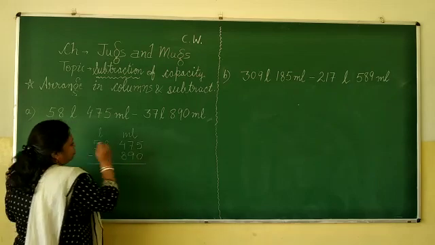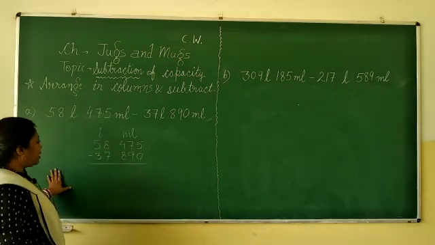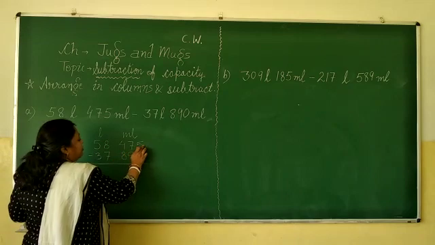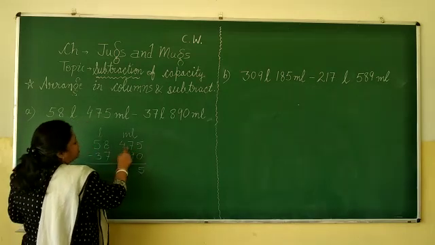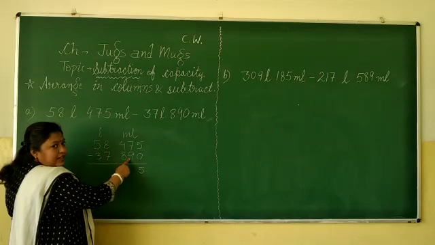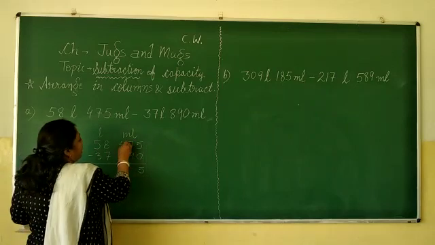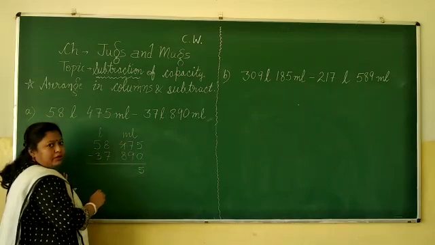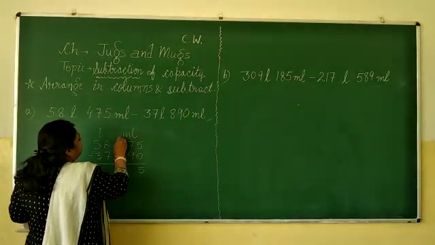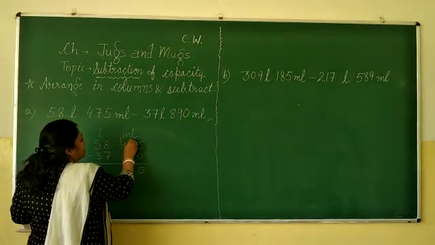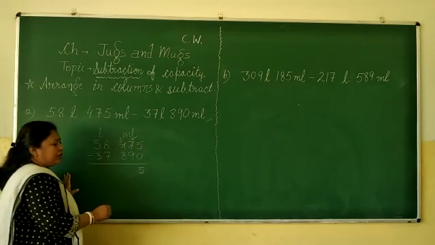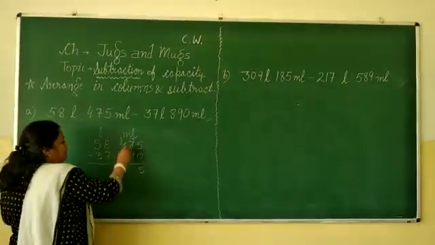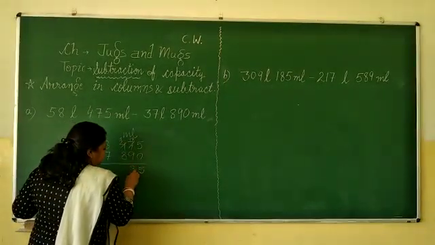Okay, now we will subtract. 5 minus 0 is 5. 7 is a smaller digit than 9, so we have to borrow from 4, the previous digit. 4 becomes 3 and 7 becomes 17, as we have borrowed 1 from 4. 17 minus 9 is 8.